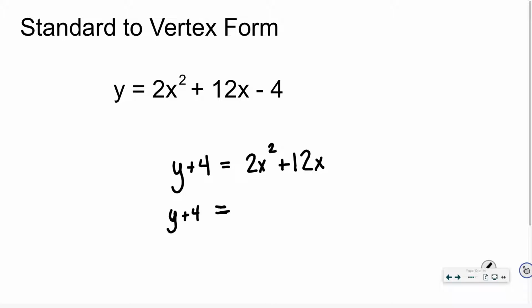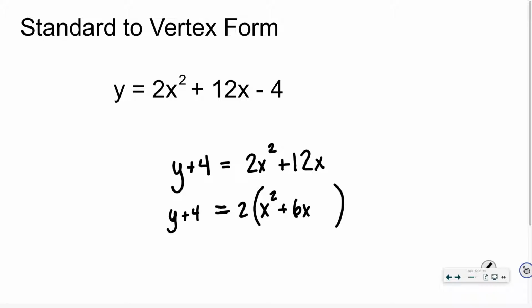Like, I want it to look like that. What can I do with the 2? You can use parentheses, right? Yeah, I can use parentheses. I can factor out a 2. What would be left inside? A 6. Yeah, 6x. So I can do that. I didn't change the value in any way, but now I can actually complete the square.